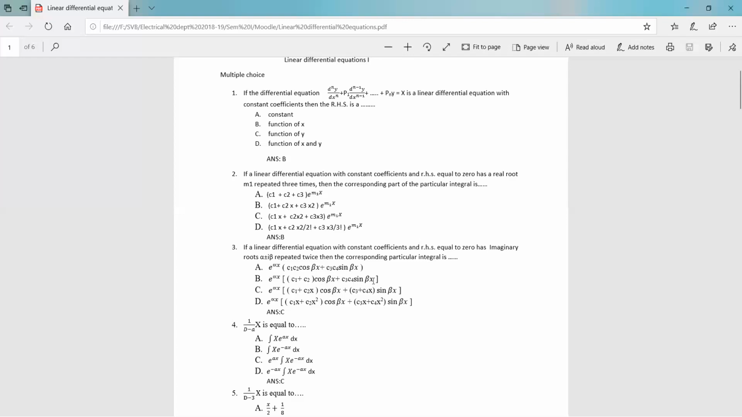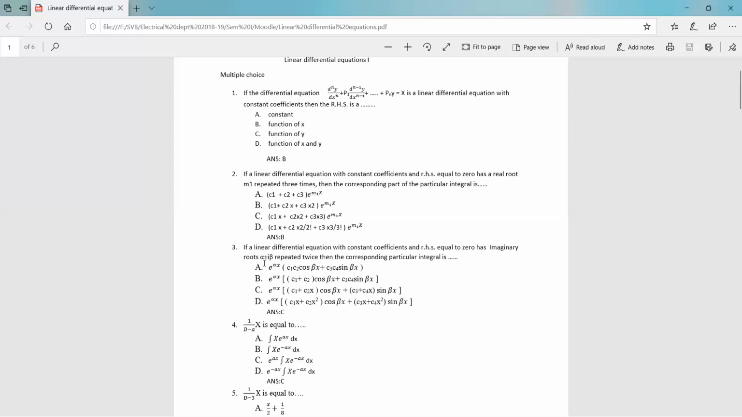See, as we have seen, you must remember one thing: whenever the right hand side is 0, there is no particular integral. We are dealing with only the complementary function. So here the root is given imaginary. What are the roots? Alpha plus minus i beta. These are the imaginary roots, alpha plus minus i beta, and that root is repeated 2 times.